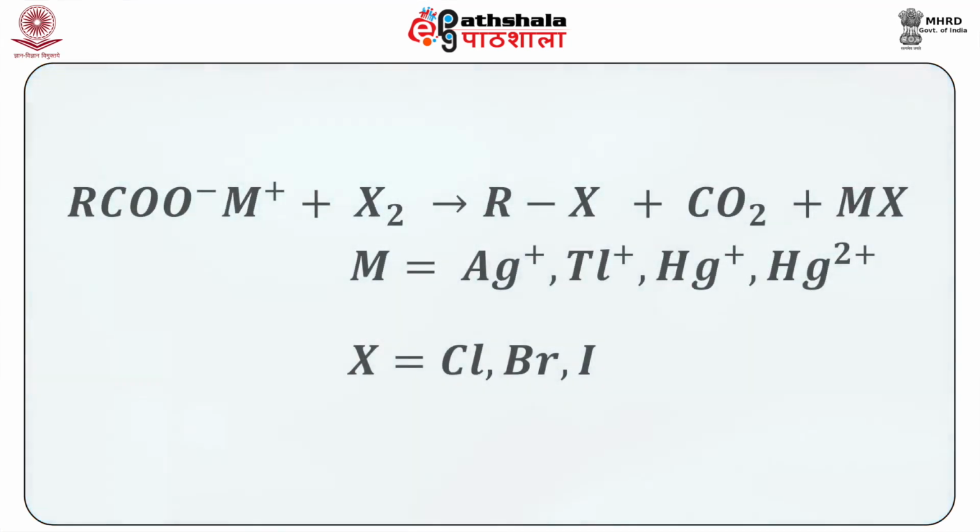Through the application of these reagents, carboxylic acids are easily converted into alkyl chlorides and alkyl iodides. Alternately, a mixture of carboxylic acid, mercuric oxide and bromine also works well, as shown here. The metal carboxylate in the presence of halogen is going to form RX, CO2 and a metal halide.